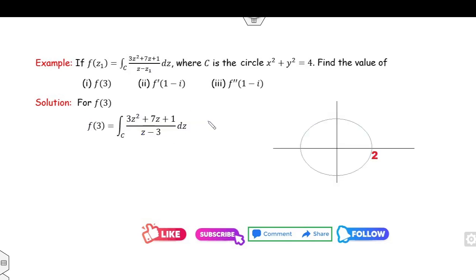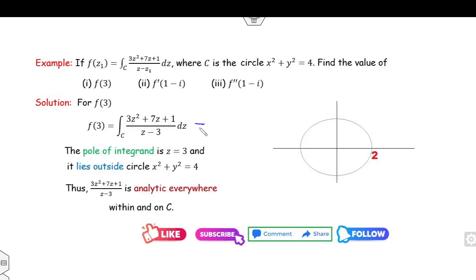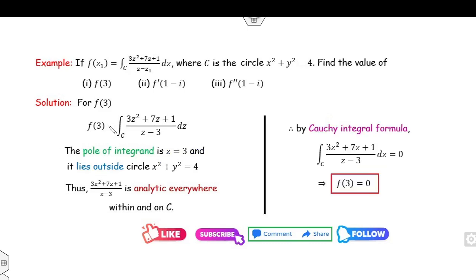Fine. Now, can you find the pole? Pole is z is equal to 3. Where it lies? It lies outside the circle. Once it lies outside the circle, so can you get the answer? The answer will be 0. So that means f of 3 is 0, the right answer.